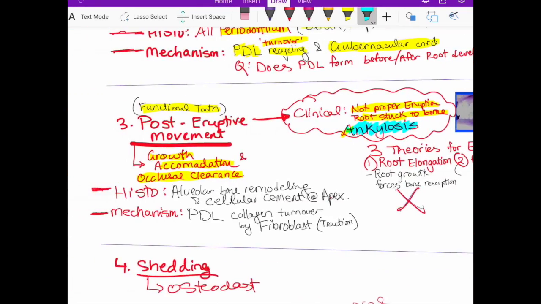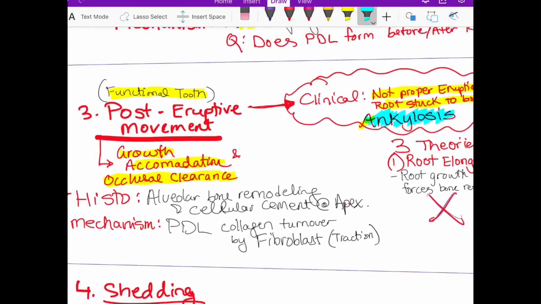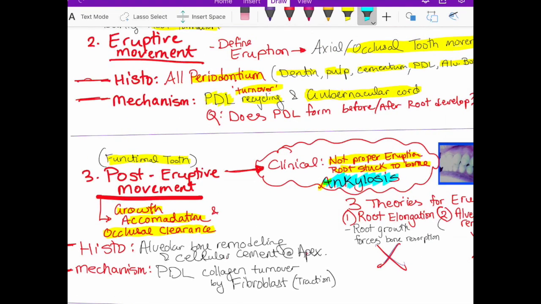So histologically, compared to the eruptive where all of the periodontium was present, here, histologically, what's happening is that you have a remodeling of the alveolar bone with the help of PDL, and you have this circular cementum, the thicker cementum that is forming at the apex to really support the tooth structure.